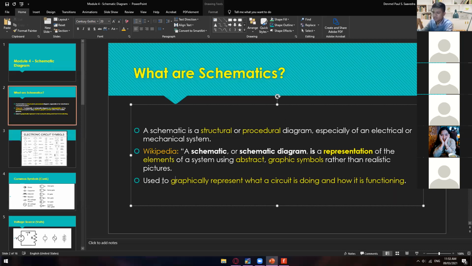And then the last one is, it is used to graphically represent what a circuit is doing and how it is functioning, all right?